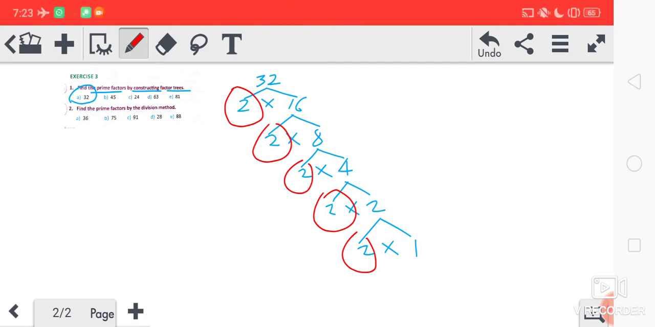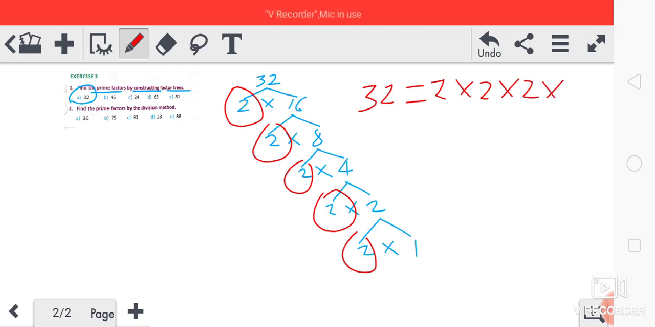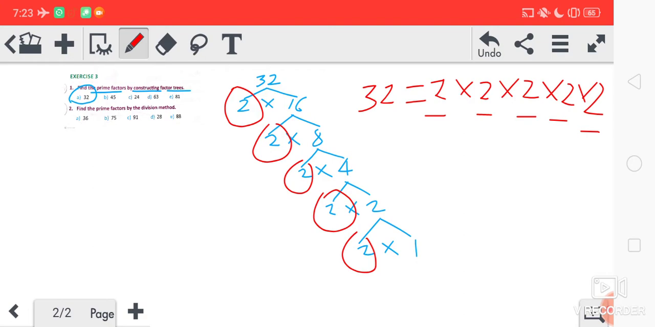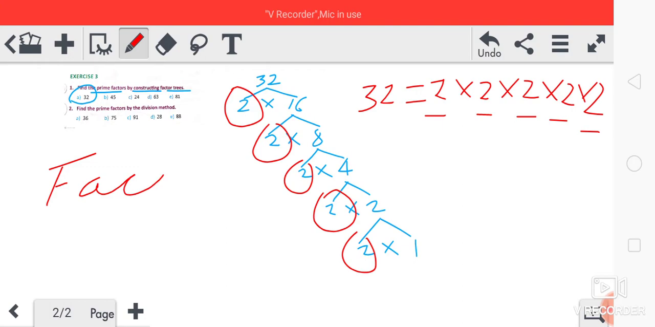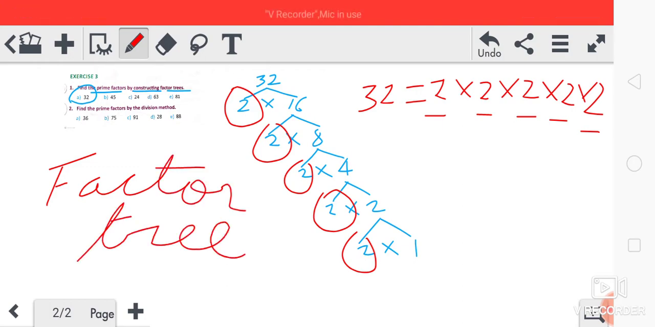Okay. So what we'll write? 32 is equal to 2 into 2 into 2 into 2 into 2. So 2 2 is 4, 4 2 is 8, 8 2 is 16, 16 2 is 32. So this is the prime factorization. So this is one method of finding the prime factors. This method is called the factor tree. Okay, factor tree. There is another method also.